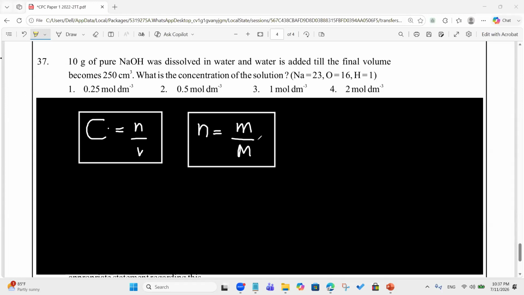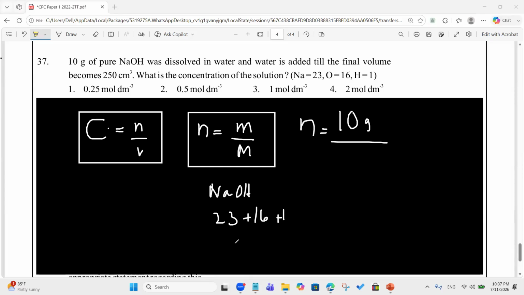Okay, I will do this one first. So n equals small m over capital M. Small m is given, there is 10 grams, the mass of sodium hydroxide, and the molar mass of sodium hydroxide is the capital M. So you need to calculate it, right? Sodium hydroxide, NaOH. Actually, this would be the first step. Sodium is 23, oxygen is 16, hydrogen is 1. These are relative atomic masses. So the answer is 40.